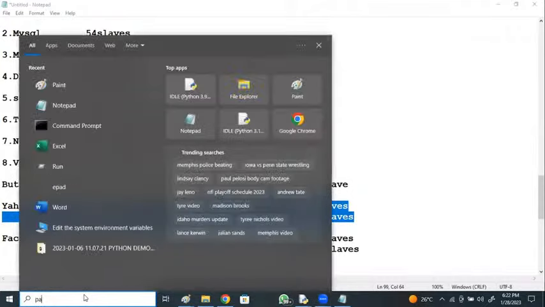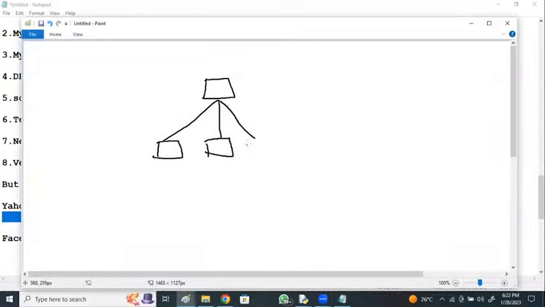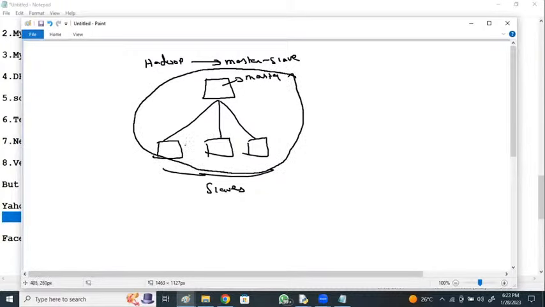Hadoop follows a single master, multiple slaves, master-slave architecture. Hadoop or Spark follows master-slave, not client-server architecture. A single master with multiple slaves. These are slave nodes and this is the master node. A group of nodes, which are CPUs, connected in a network: one master node and multiple slave nodes, nothing but systems.